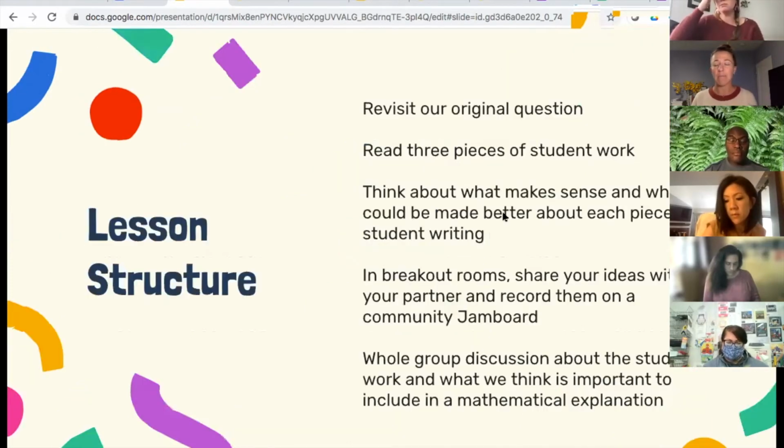So let's jump in. The structure that we're going to use is we're going to revisit this original question about running laps, and you're going to read 3 pieces of student work. You're going to think about what is clear and correct about each piece of student writing, and then you're also going to think about what feedback you might give to each piece of student writing. You're going to work in groups of 3 in a Jamboard to think about what's clear and correct, and then what feedback, and then we'll have a whole group discussion.